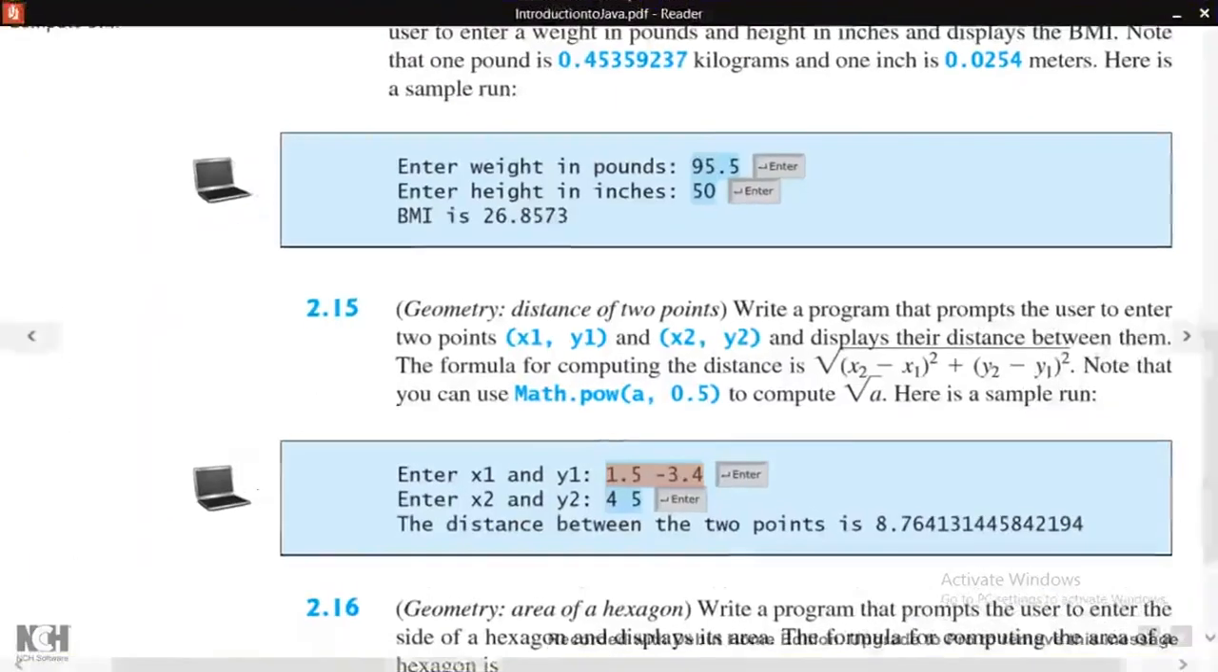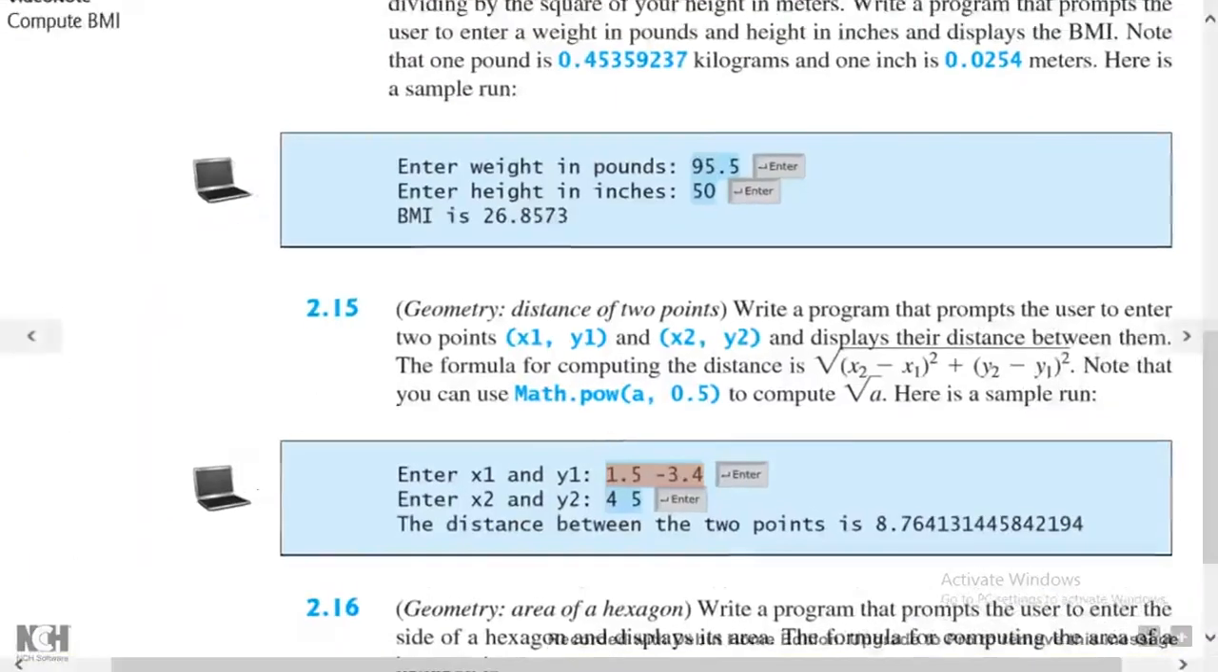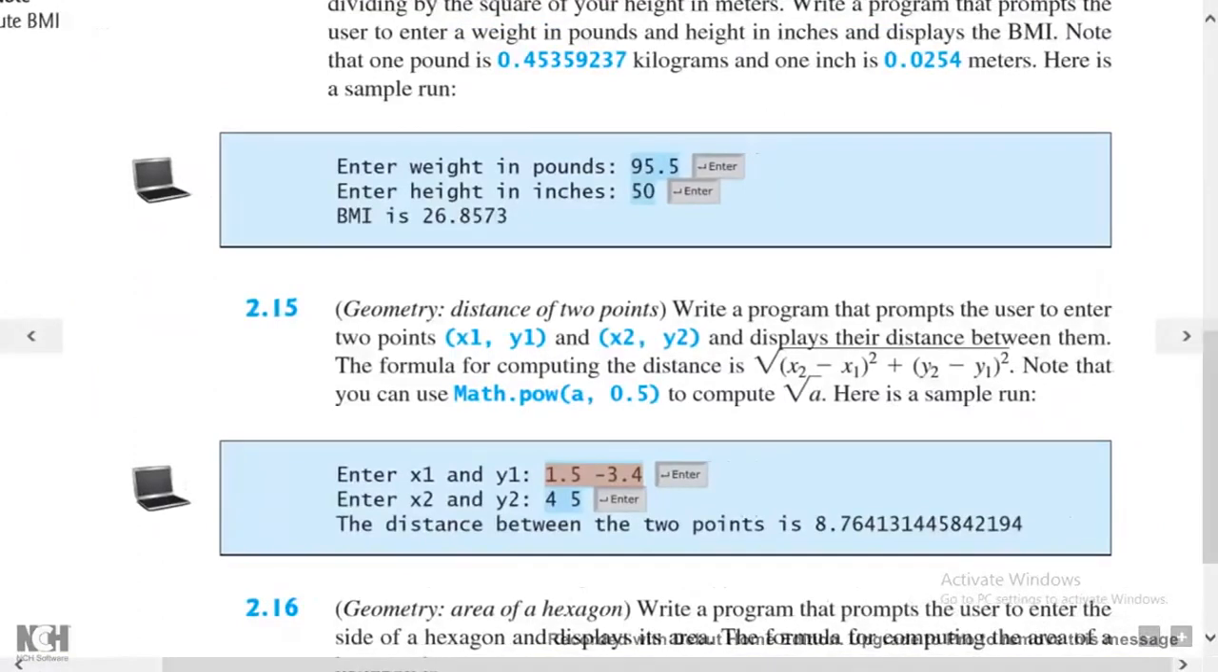I hope you did read the question. You can simply pause this video and read it through. Or perhaps I should read it. We are required to write a program that prompts the user to enter two points, x1, y1 and x2, y2, and displays the distance between them. The formula for computing the distance is that.